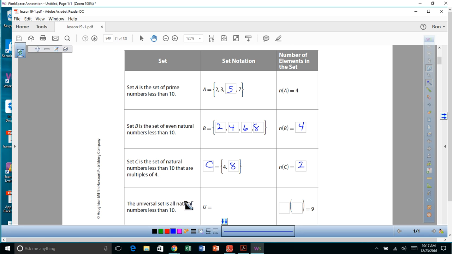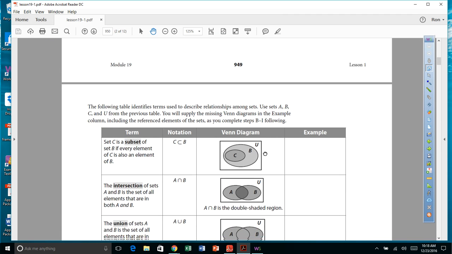The universal set is a set of all natural numbers less than 10. And so we got a bracket here. So what do we got? What's less than 10? 1, 2, 3, 4, 5, 6, 7, 8, and 9. So that would be the universal set. And the number in the universal set is 9: 1, 2, 3, 4, 5, 6, 7, 8, 9. So there's 9 of them. All right. And let's see here.